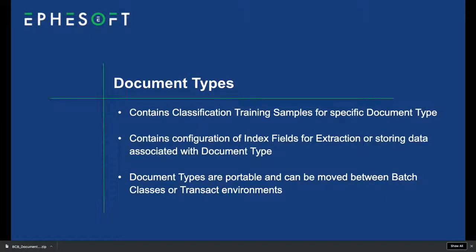So today we talked about what is a document type in Ephesoft Transact. It contains classification training samples for a specific document type. It contains a configuration of index fields, which are used for extraction or storing specific data associated with that document type. And document types are portable and can be moved between batch classes or Transact environments. Thank you for watching the video on what is a document type.